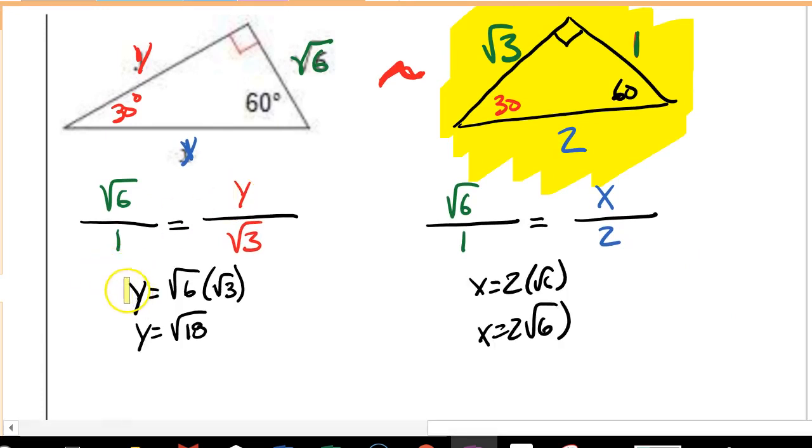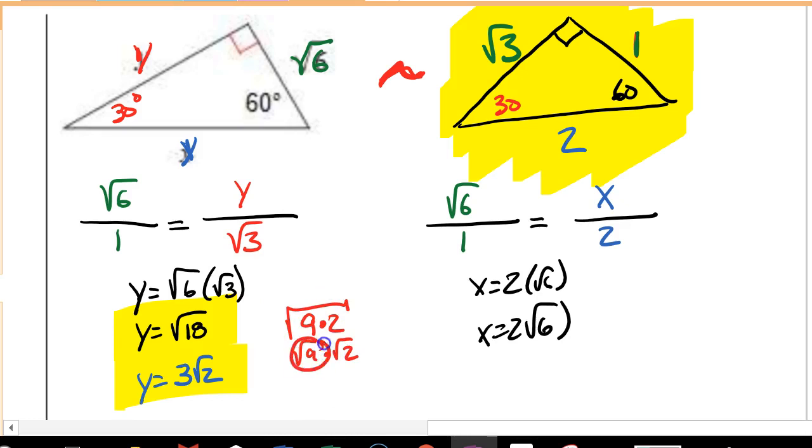Y times 1 is y, root 6 times root 3 is actually root 18. We can simplify this further as 3 square root of 2. We do this by recognizing 9 times 2 is the same as 18. The square root of 9 times the square root of 2. Taking the square root of the perfect square gives me 3, and we leave a root 2. For my other value of x, 2 times square root of 6, we can't multiply those together, so we just leave it as 2 times the square root of 6.